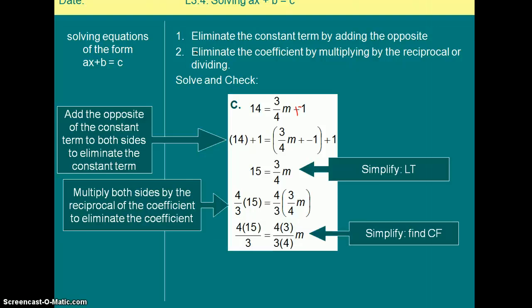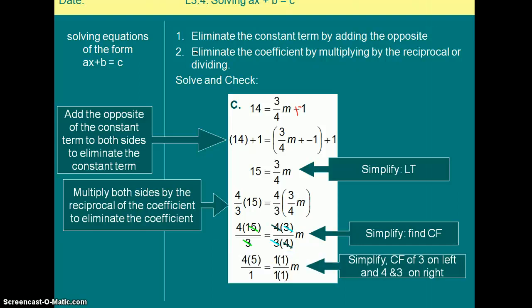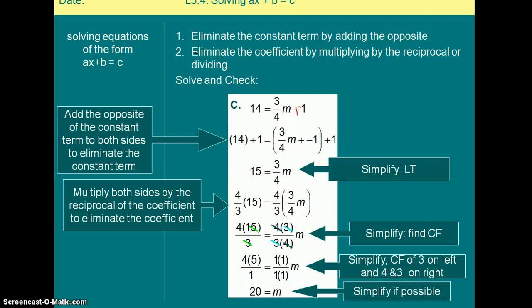We're going to find our common factors. In this case, on the left side, both 3 and 15 have a common factor of 3. On the right side, 4 and 4 have a common factor of 4, and 3 and 3 have a common factor of 3, resulting in 4 times 5 on the left, and all 1s on the right side times m, or 20 equals m. Again, your next example you should try to work through on your own.